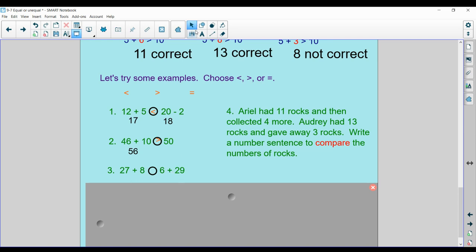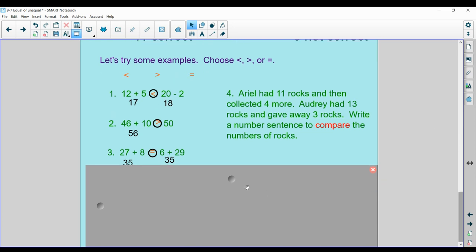On this one, 27 plus 8, that's 35. 6 plus 29 is also 35. And this time, my symbol is equal to. This is an equation because both sides are equal. These are inequalities. Right? Let's try number 4.